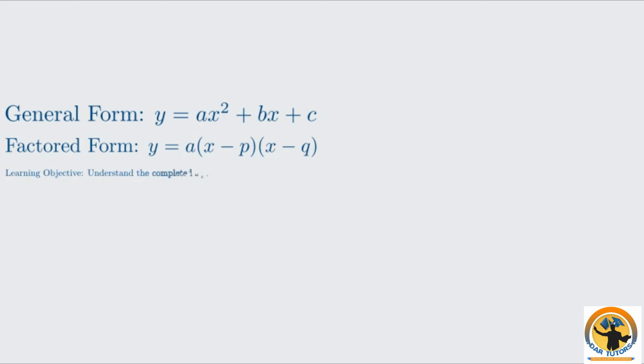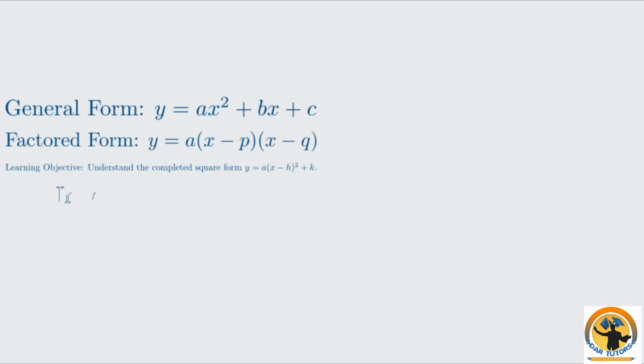We've explored the general form, y equals ax squared plus bx plus c, and the factored form, y equals a times x minus p times x minus q. Let's introduce another key form, the completed square form. Our objective is to understand the completed square form, also known as the vertex form, which is written as y equals a times the quantity x minus h squared plus k. This form is highly valuable because it tells us the coordinates of the vertex directly. In the completed square form, the vertex of the parabola is located at the point with coordinates (h, k).